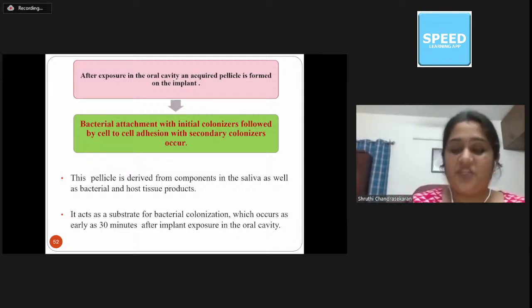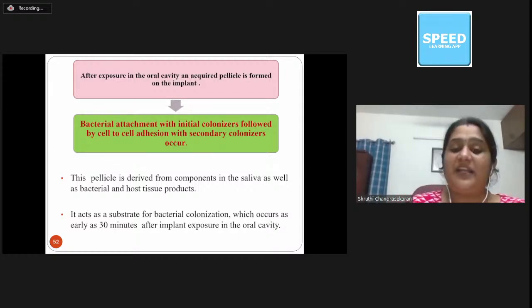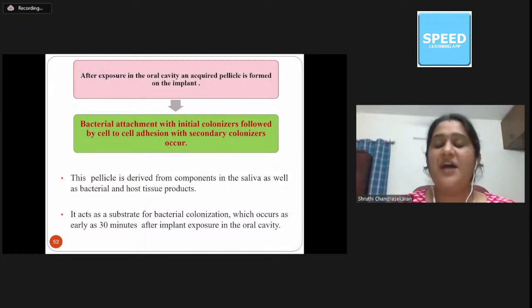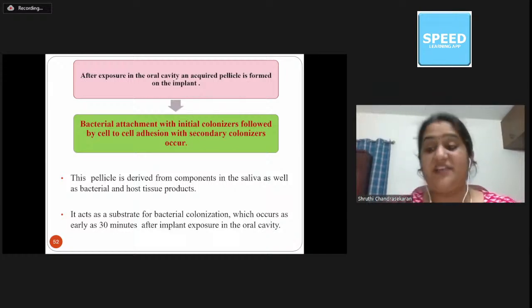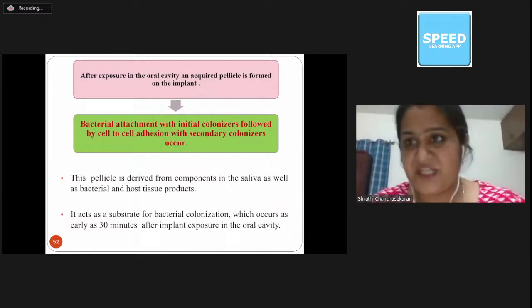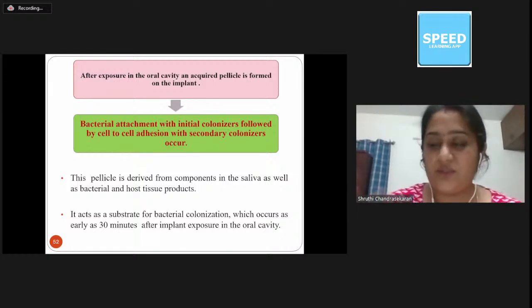After exposure to the oral cavity, an implant will form an acquired pellicle around it. Bacterial attachment by the initial colonizers, followed by cell-to-cell adhesion with secondary colonizers, begins to occur at this stage. This pellicle is derived from components in the saliva as well as from the GCF. It also derives from host tissue components and other bacterial components. This acts as a substrate which forms within the first 30 minutes after implant exposure to the oral cavity. Once this primary substrate is formed, the mechanism is similar to how the dental pellicle forms on the normal tooth surface.